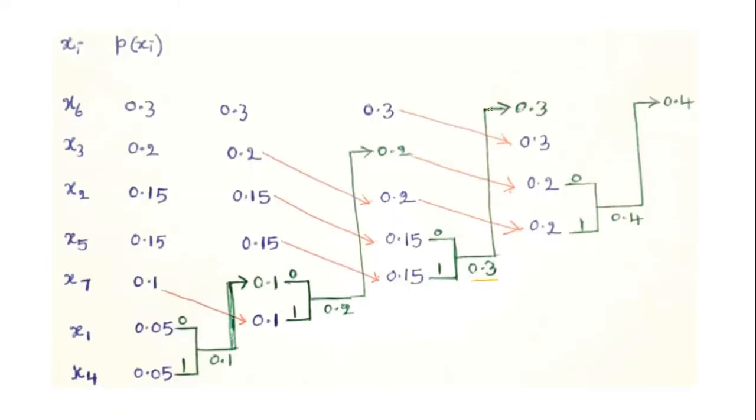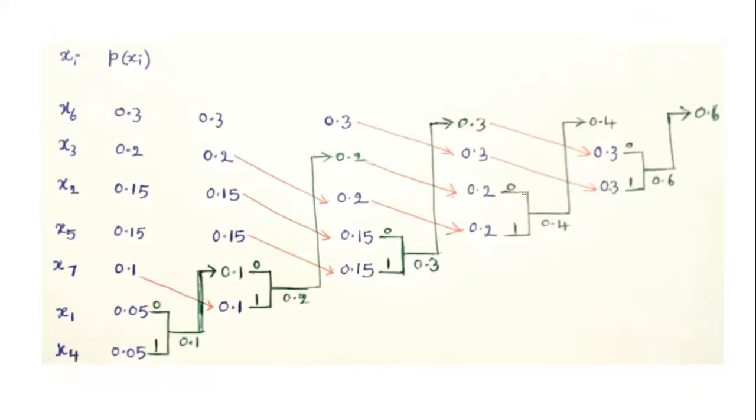After moving 0.3 to this position, we should push down like this. The remaining symbols on the list we will push down like this to get the new list. And again the two symbols having the lowest probability we combine to get 0.4, and 0.4 we compare with the remaining probabilities. We move it as high as possible. Here we move it to this place and as usual we assign 0 to the upper branch and 1 to the lower branch.